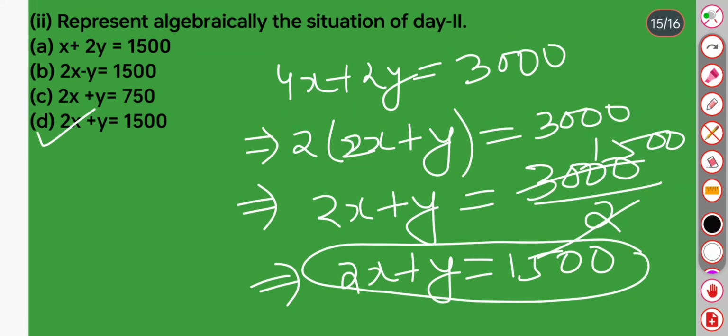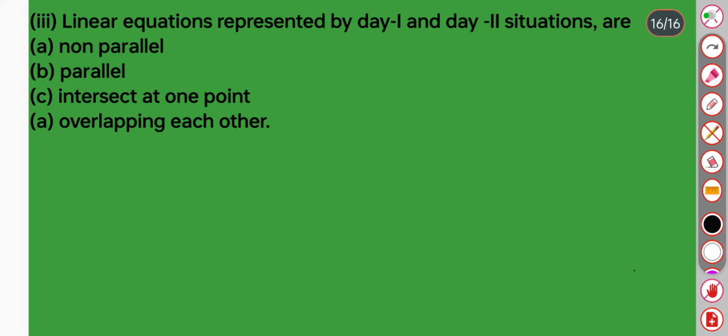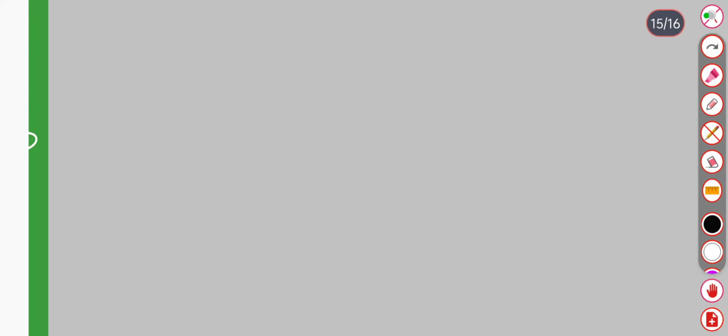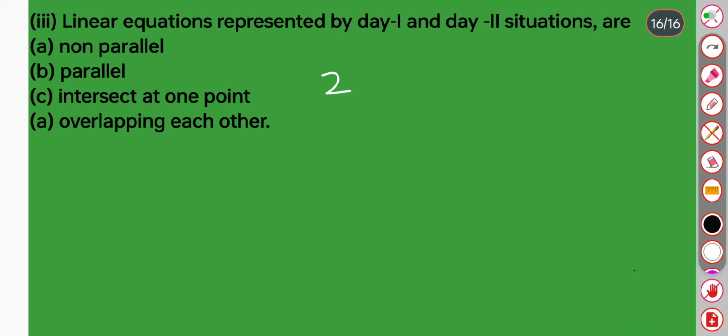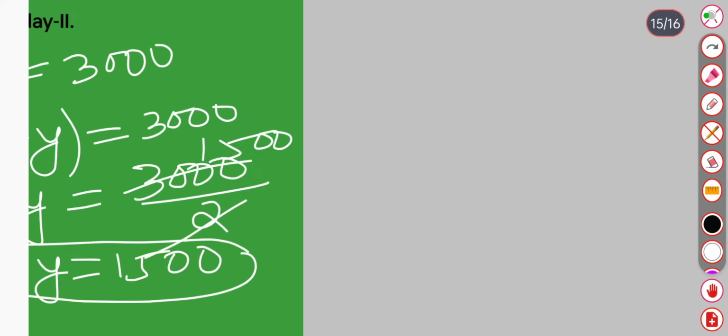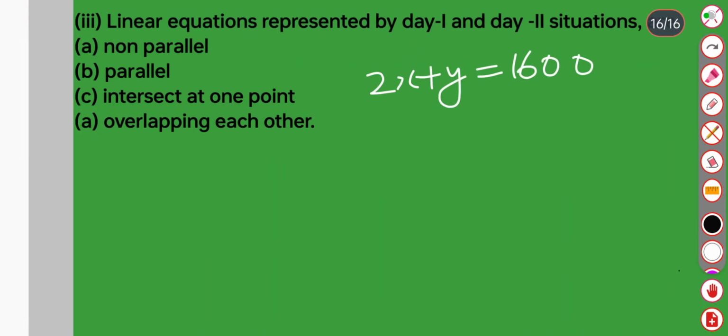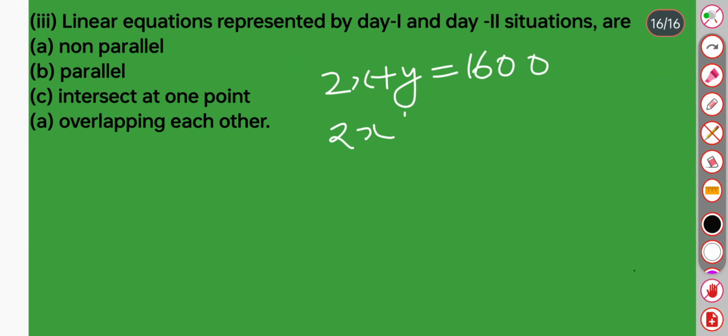Okay, see the next question. Linear equations represented by the day 1 and day 2 situations are... We have to tell what solution we will get from equation 1 and equation 2. Our first equation was 2x plus y equal to 1600. Our second equation was 2x plus y equal to 1500.